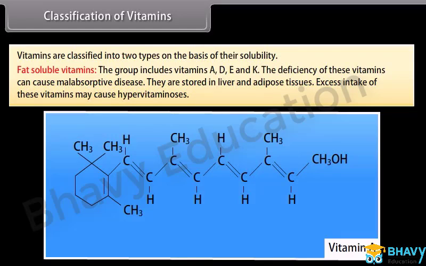Fat-soluble vitamins. The group includes vitamins A, D, E, and K. The deficiency of these vitamins can cause malabsorptive disease. They are stored in liver and adipose tissues. Excess intake of these vitamins may cause hypervitaminosis.